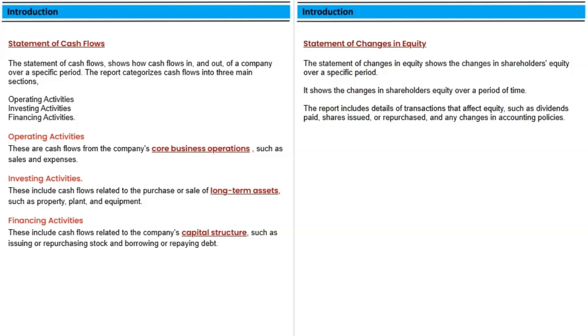This report can be very simple to compile, or can be very complex. The statement of changes in equity shows the changes in shareholders' equity over a specific period. Remember, it shows the changes in shareholders' equity over a period of time. The report includes details of transactions that affect equity, such as dividends paid, shares issued or repurchased, and any changes in accounting policies. A brief summary will be net profit or loss, dividend payments, and equity withdrawals.